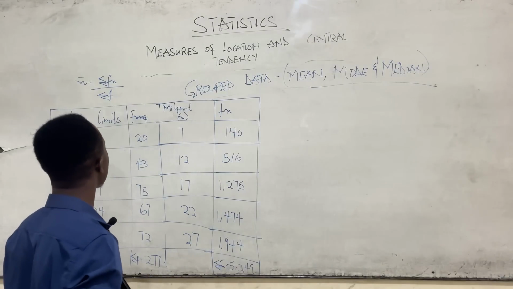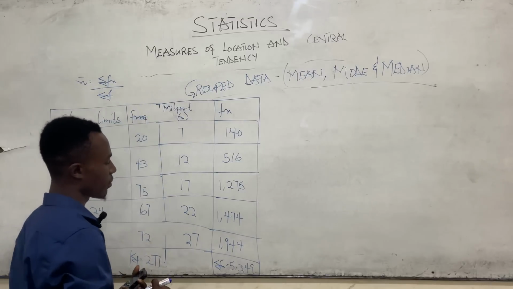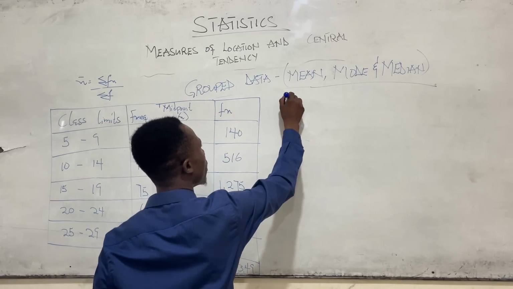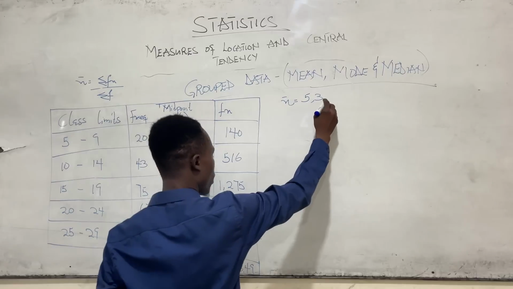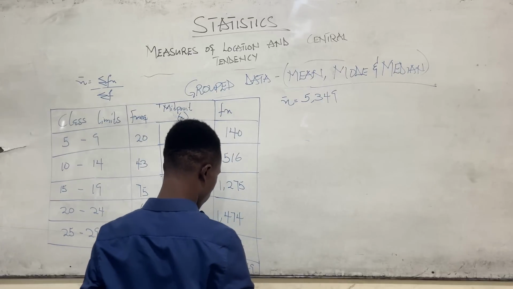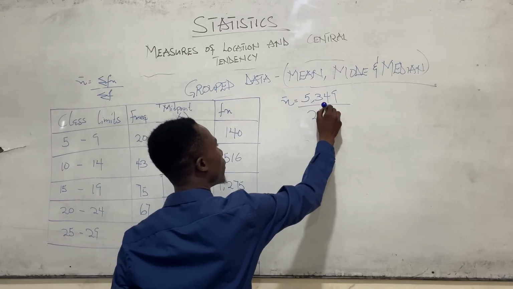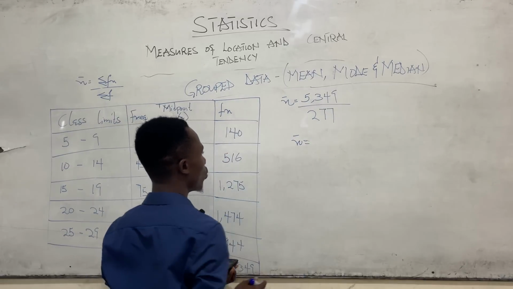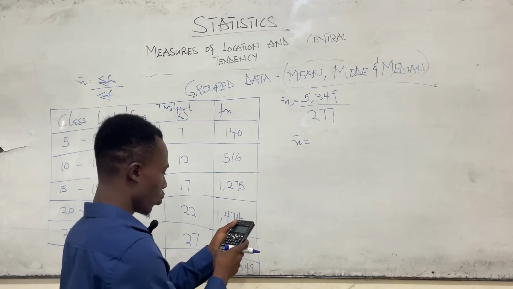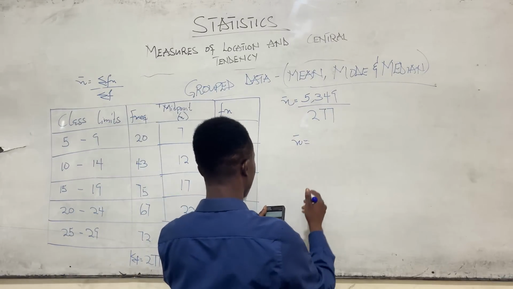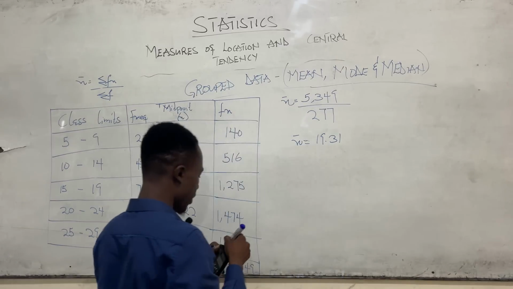Now we can calculate our mean. Since we have the top one, which is sigma fx, then we have the sigma f. So now we can say our mean is equal to 5,349 over 277. So our mean is equal to 5,349 divided by 277. We have what? 19.31. And so this is our mean.